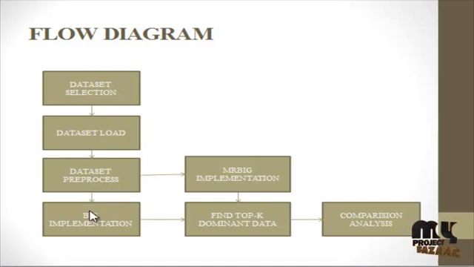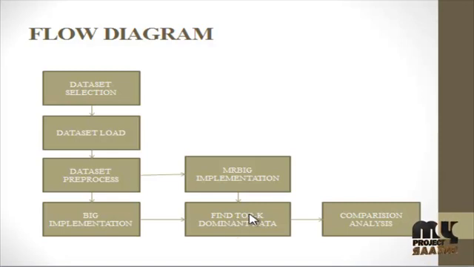After that, we'll implement the BIG implementation. BIG stands for Bitmap Index Guided algorithm. This will be implemented on that particular dataset, which is the movie dataset, and find the top K dominant data in that particular movie dataset.